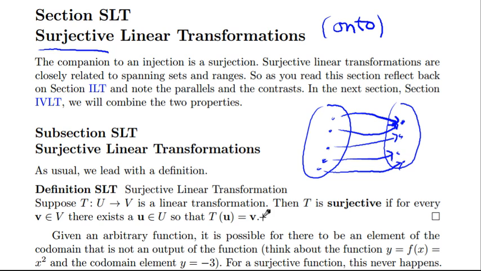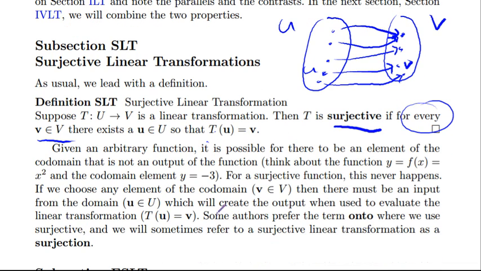And that's reflected in this definition. If you have a linear transformation, it's surjective if for every v in V, this is my V and this is U, for every v in V there exists a u such that T of u is equal to v. So any v here has a u associated with it.